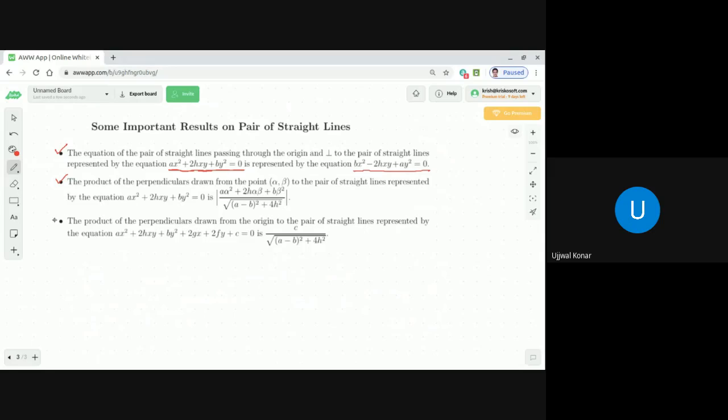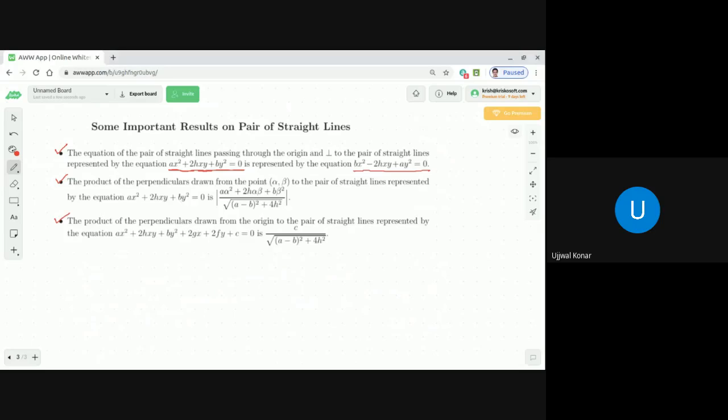And the third point is that the product of the perpendiculars drawn from the origin to the pair of straight lines represented by the equation ax square plus 2hxy plus by square plus 2gx plus 2fy plus c equal to 0 is c divided by square root of (a minus b) whole square plus 4h square.